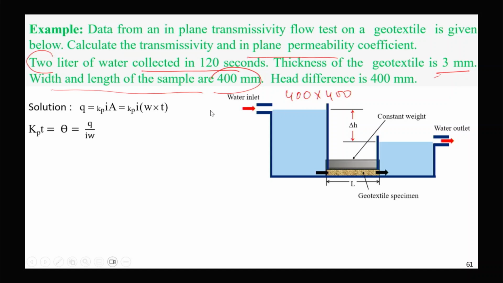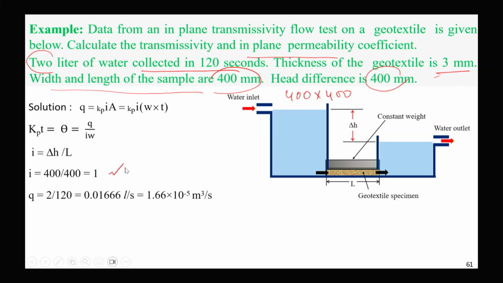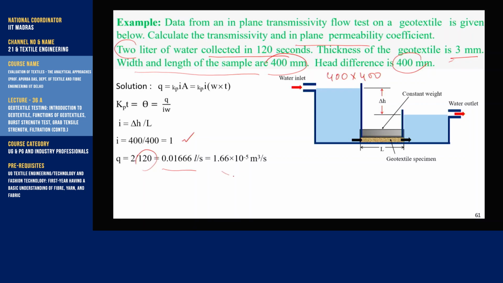Let us see. First calculate the I value. I is: 400 is the length and the head difference is 400 millimeters, so I will be 1. And for the quantity, the water flow rate is 2 liters per 120 seconds. So this is liter per second. We can convert it to cubic meter per second: 1.66 multiplied by 10 to the minus 5 cubic meter per second.